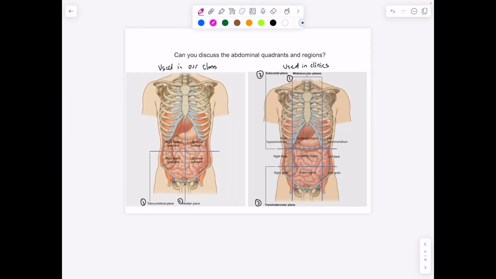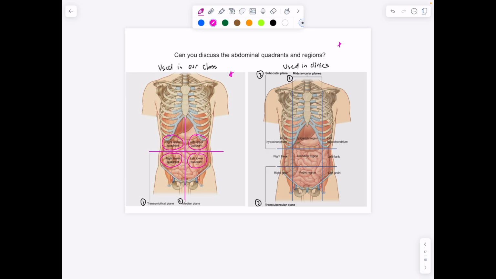All right, and then in terms of abdominal quadrants and regions, in our class, we're going to divide the abdomen into 4 regions with a transumbilical plane, cutting through the belly button, and then a median plane going down from the center of the xiphoid process. And that gives us the right upper quadrant, left upper quadrant, lower left quadrant, right lower quadrant.